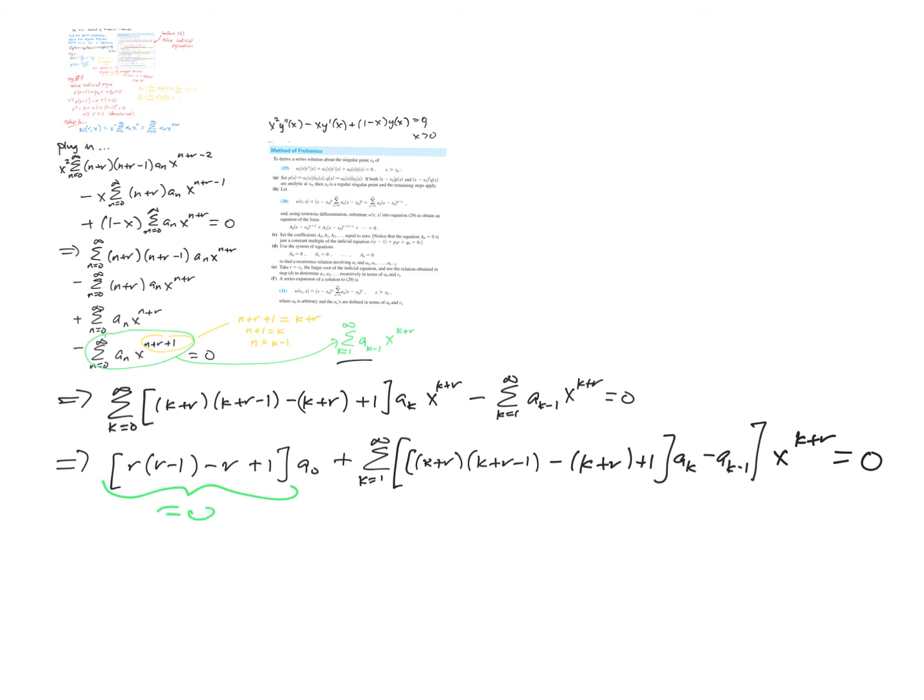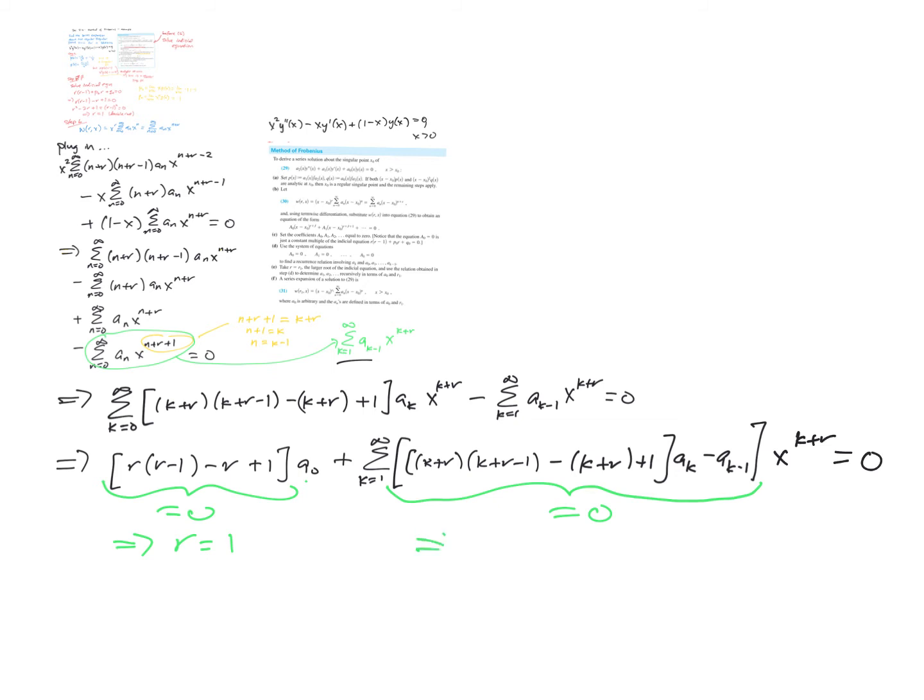So this equals 0, which we already have, because we are assuming that a naught is non-zero. And then these are all equal to 0. And these are the equations that are going to help us figure out what all the a's are, and then we'll get our answer. So this one implies that r equals 1. We already figured that out.